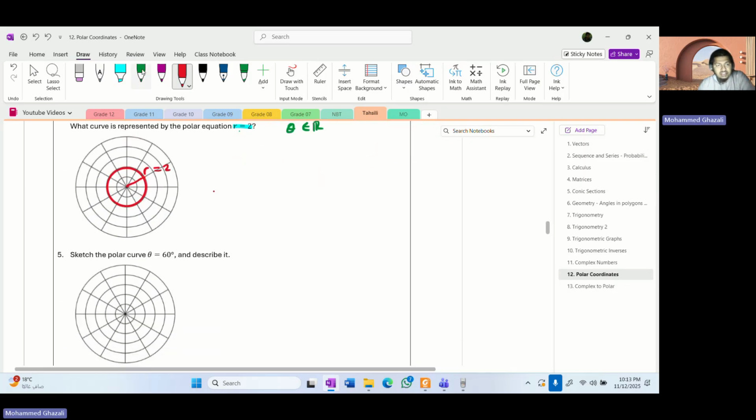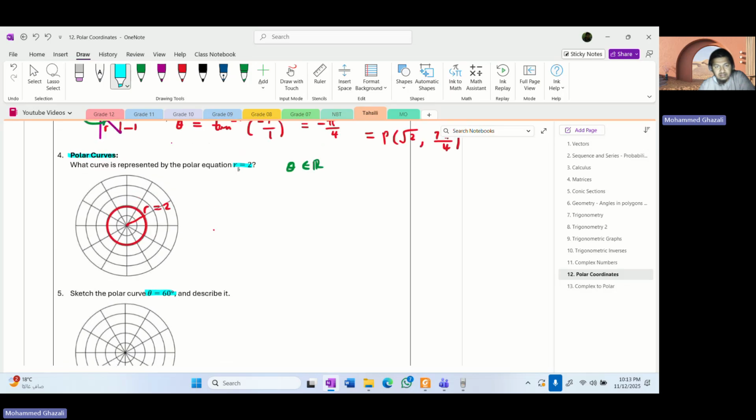Now, sketching the polar curve, theta equals 60 degrees. Oh, yes, we need to describe this first, right? R is equal to 2. What is R? R is equal to the square root of x squared plus y squared, which equals 2. So if you square both sides, you're going to get x squared plus y squared is equal to 4.